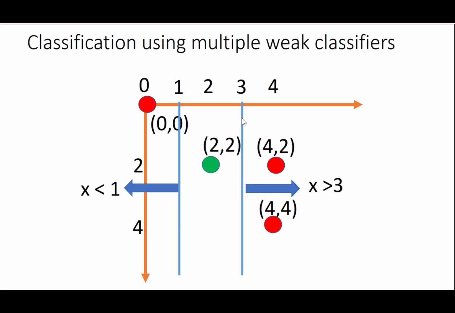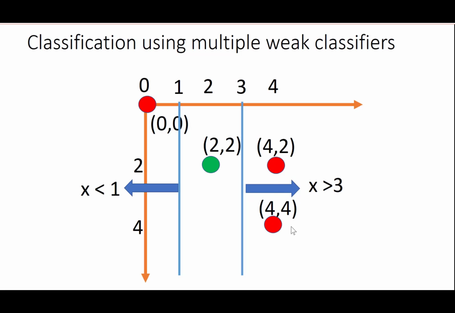So we can segment this data, and we might use a classifier, for example, that if x is greater than 3, it's true. That classifier would classify the point 4, 2 correctly, and 4, 4 correctly, and 2, 2, which is false, because it lies to the left, it's less than 3. And it would misclassify 0, 0. So we might have another classifier that x is less than 1, and that would classify 0, 0 correctly, and also 2, 2, but misclassify the other two.